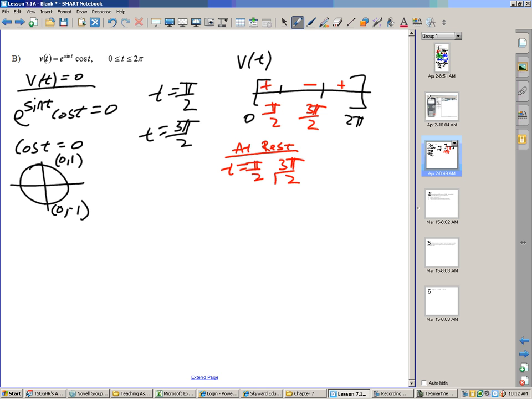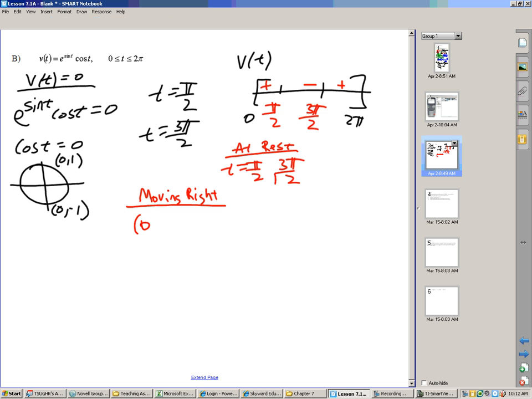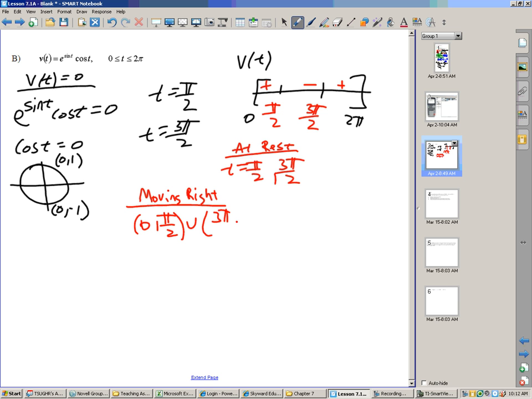It's going to be moving right from 0 to pi over 2 in union with 3 pi over 2 to 2 pi. It's moving left from pi over 2 to 3 pi over 2. Okay?